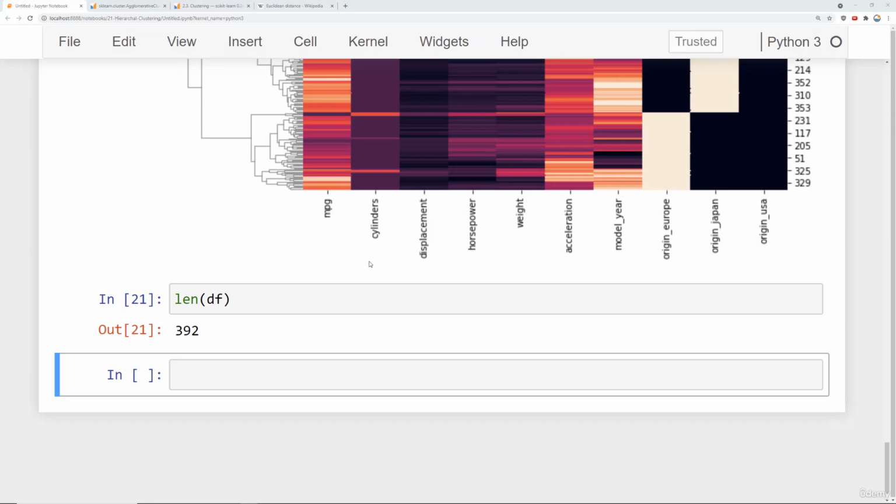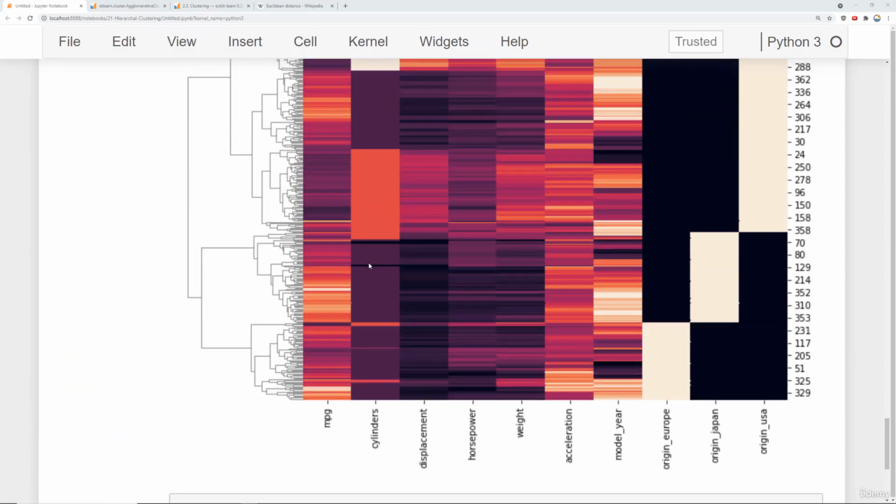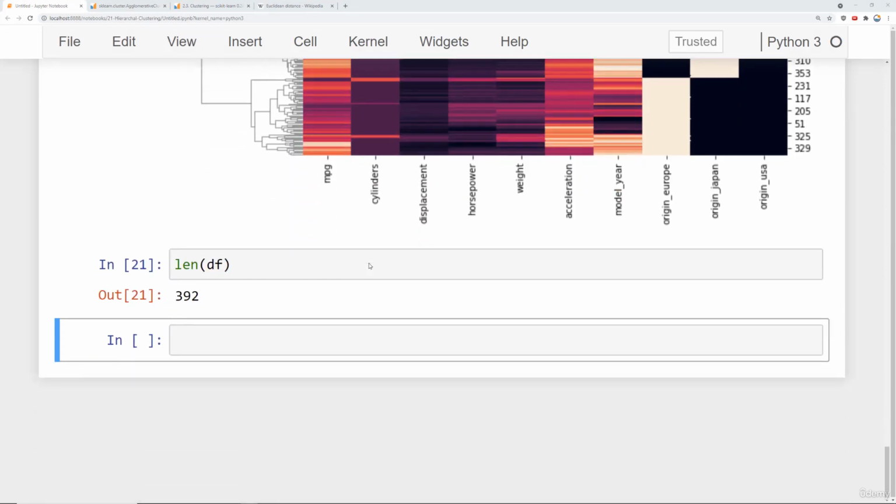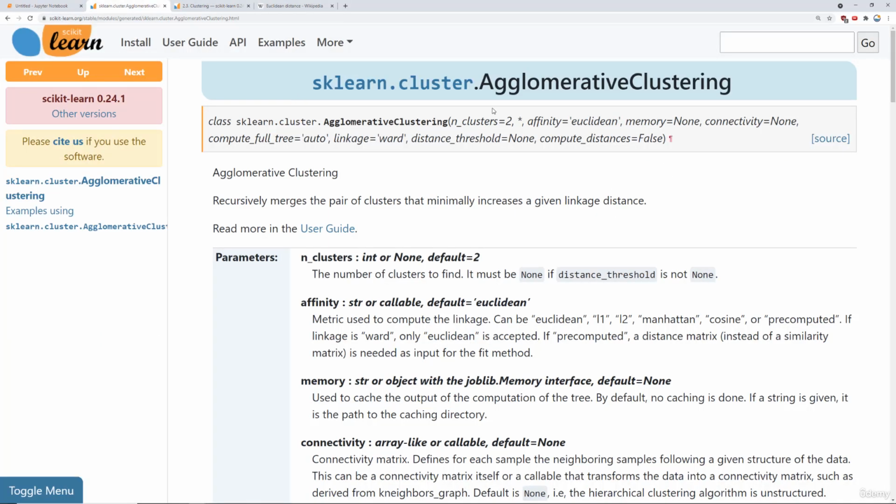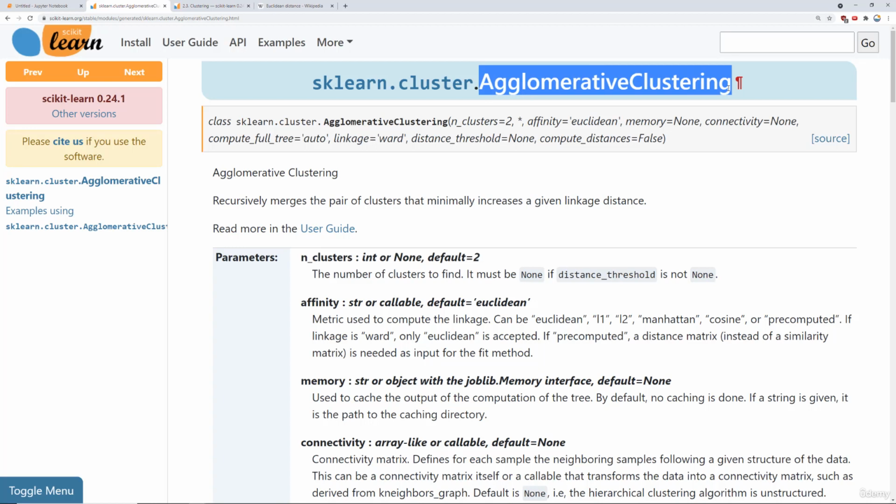Okay, here we are at the notebook where we left off last time with the visualizations. What we're going to do now is use scikit-learn to actually perform the clustering and get the labels themselves. So keep in mind that for scikit-learn, hierarchical clustering is actually in the code itself as agglomerative clustering. So keep that in mind.